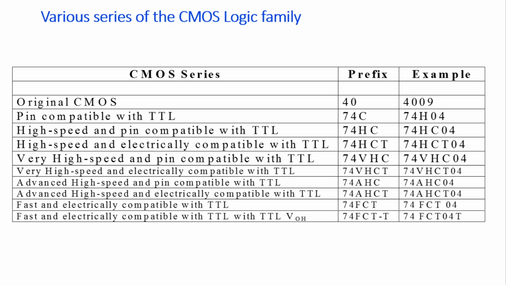74FCT-T. And the examples are 74C04, 74H04, 74HC04, 74HCT04, 74VHC04, 74VHCT04, 74AHC04, 74AHCT04, 74FCT04, 74FCT040. So these are the examples, prefixes and CMOS series for various different specifications.